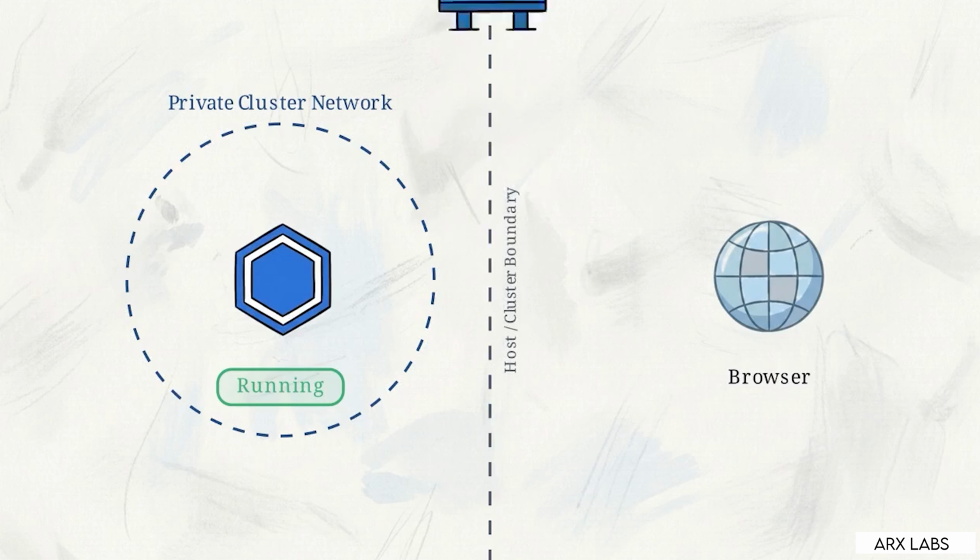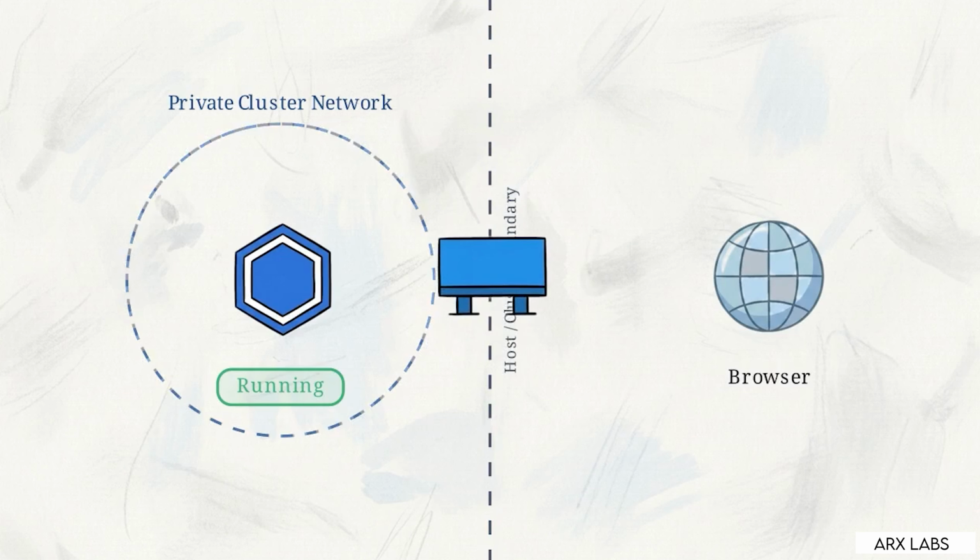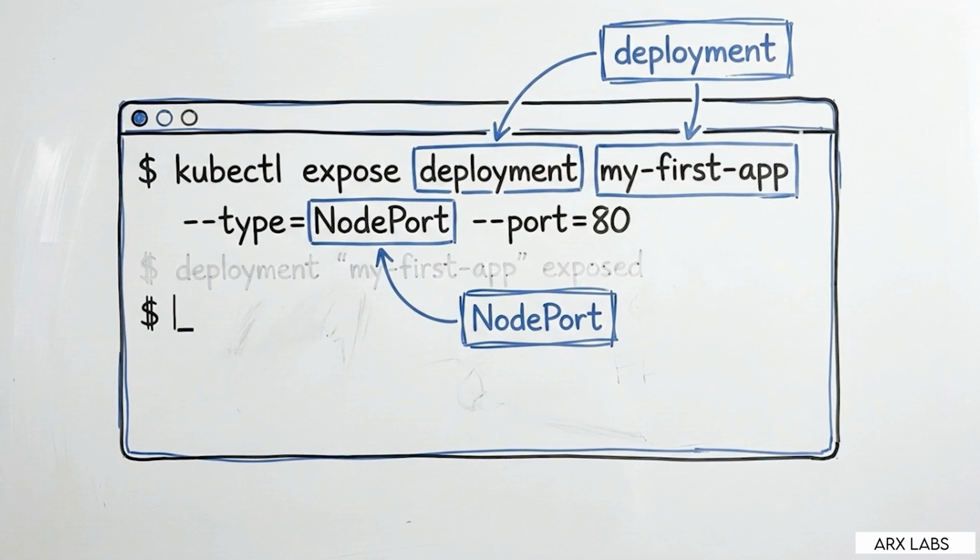To fix this, we use a service. This acts as an architectural bridge, allowing traffic to pass from your local machine into the cluster. Create this bridge by running kubectl expose deployment my-first-app --type=NodePort --port=80.